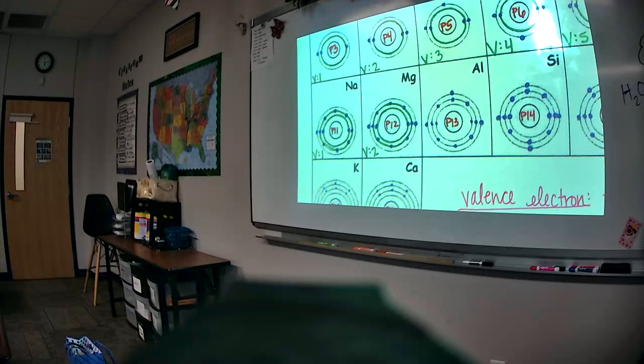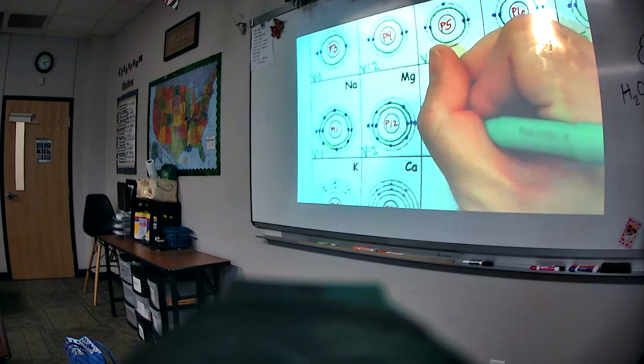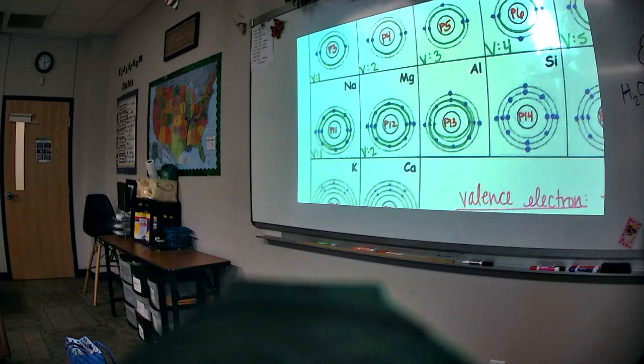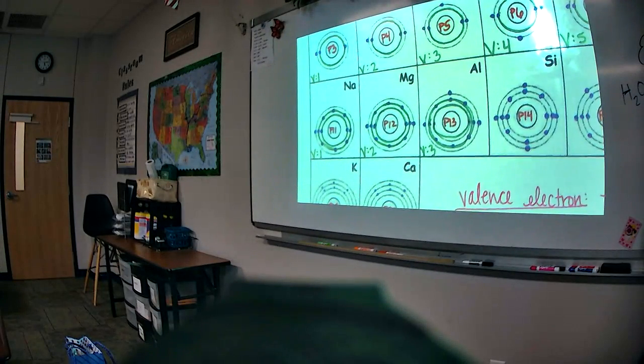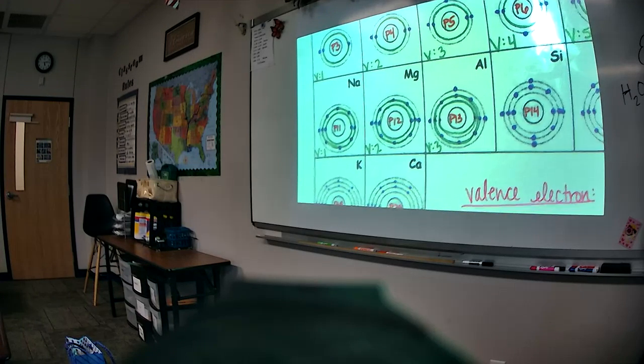All right, aluminum has a full first shell, a full second shell, and then how many valence? 3. Do you see a pattern? Yes. All right, pause for a second.